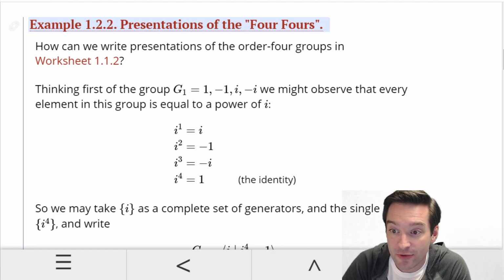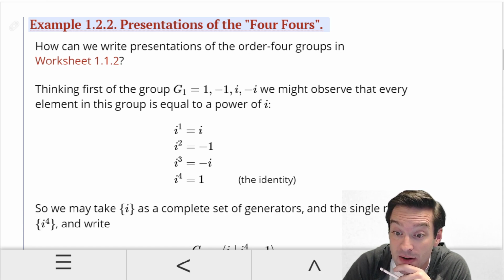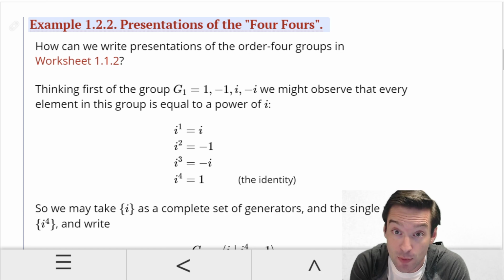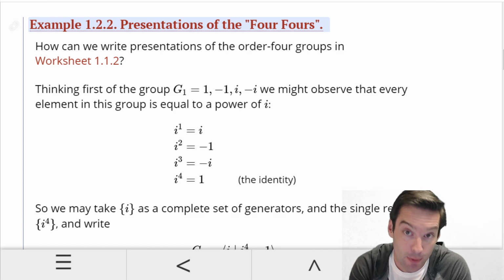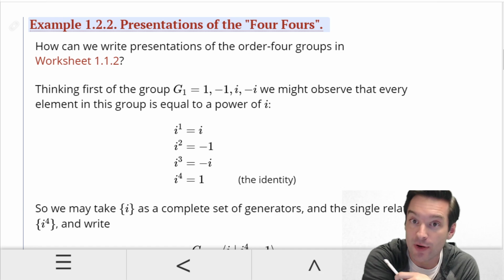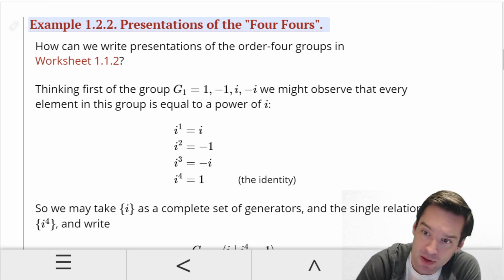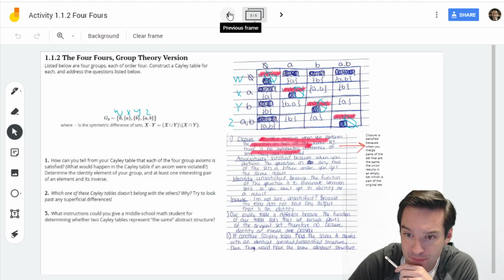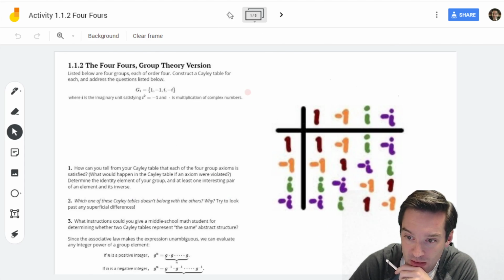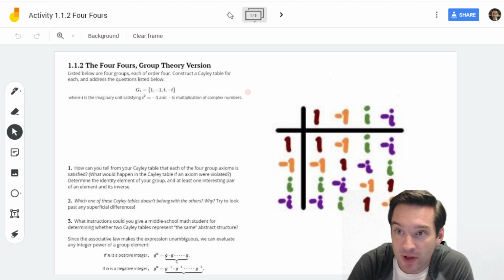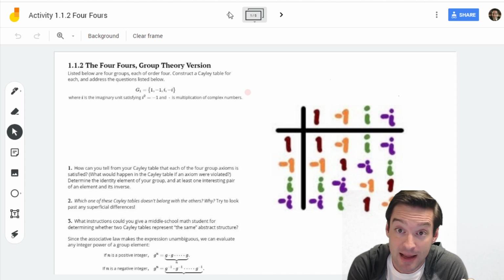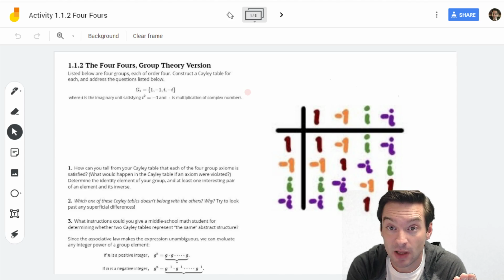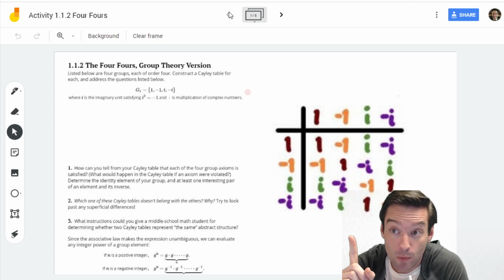So thinking about that first group, the one with the complex numbers 1, -1, I, and -I, right? The question is, is there a single element in that group that can generate, whose powers can generate as many of the other elements in the group as possible? Right? So looking back at the Cayley table for just a moment. What happens, for example, if I take the element -1 and I multiply it by itself? I end up getting just the identity element. I get back to 1 itself, right?